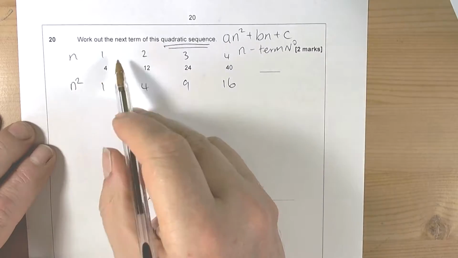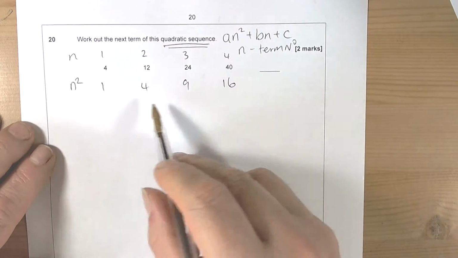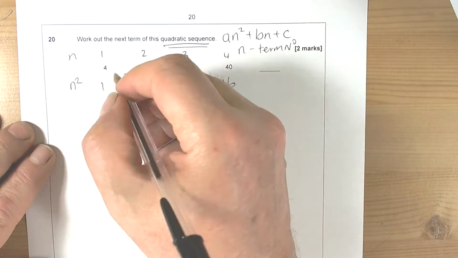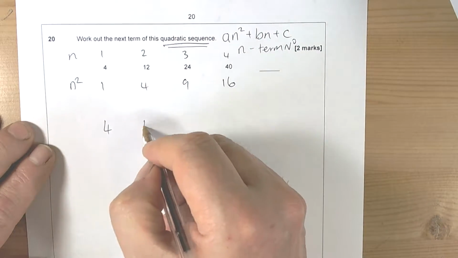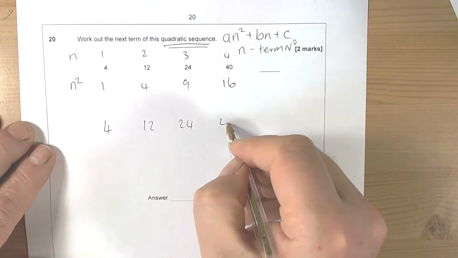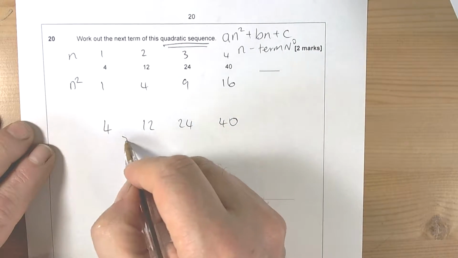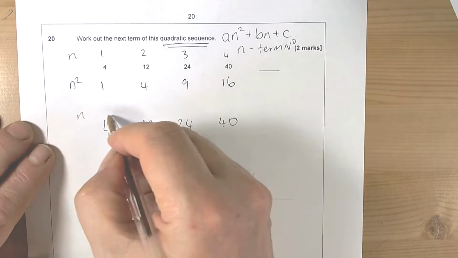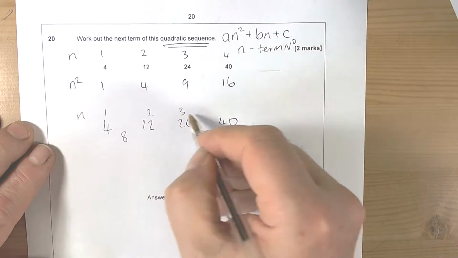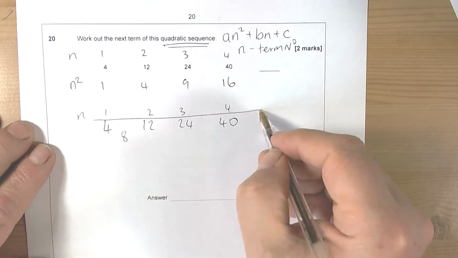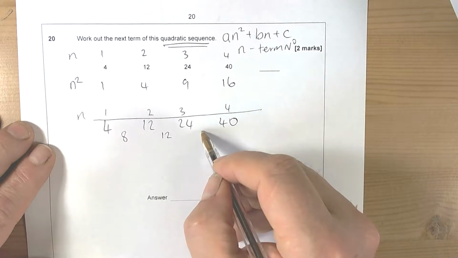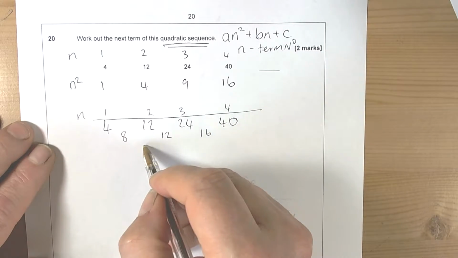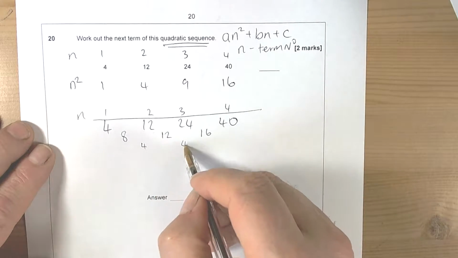We can see that this sequence is not going to be straightforward, so I'm going to do the differences. The terms are 4, 12, 24 and 40, and n was 1, 2, 3, 4. The difference there was 8, the difference here is 12, the difference here is 16, and the second difference is 4, 4.